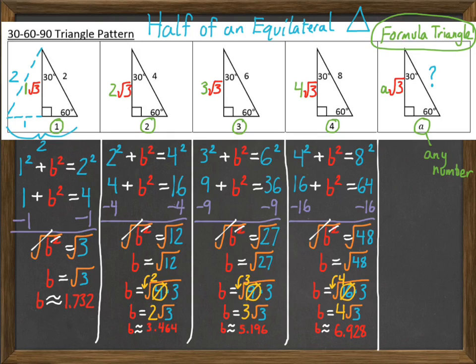What's the length of the hypotenuse? Well, if you look at the numbers 2, 4, 6, and 8, how are those related to 1, 2, 3, and 4? It's just doubled. So that side is 2a. Now we have a formula triangle that we could use to apply to a 30-60-90. Let me just show you how it works.